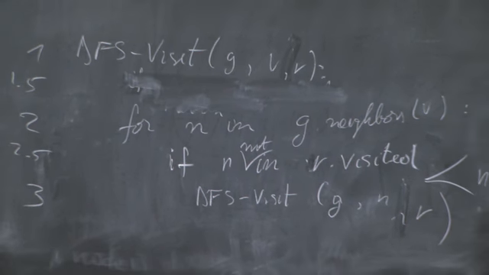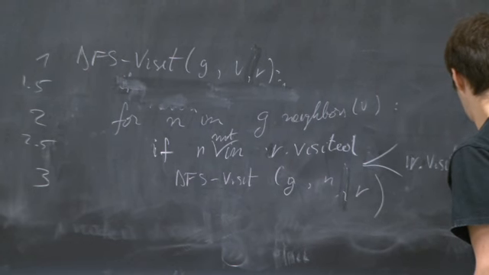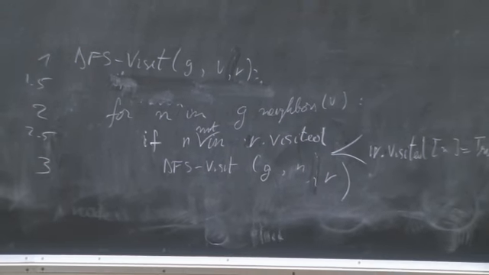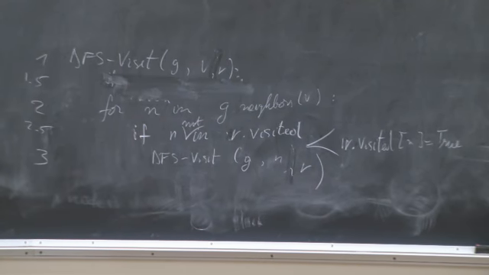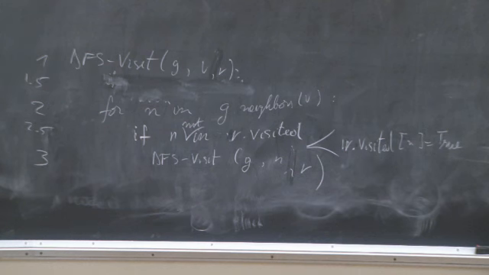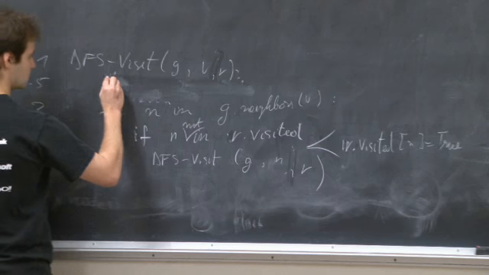So r dot visited of n is true, and then do DFS. So will this achieve the thing that I wanted at the beginning? You start at A, you go to B, you go to C, and then you do not go to A? Not quite, we never add our starting node. We could add v at the beginning and check, because that's only the visit method, right?